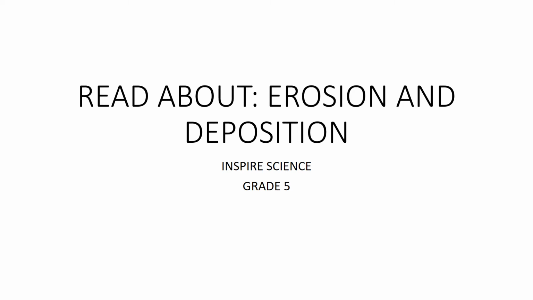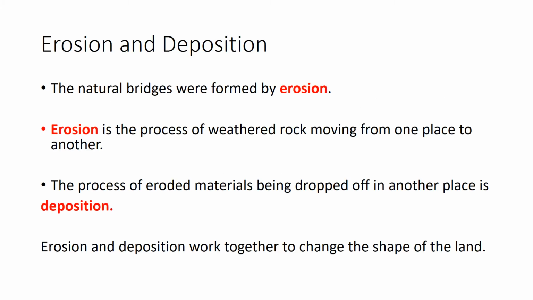Today we are going to talk about erosion and deposition. The natural bridges we saw in the last lesson were formed by erosion. Erosion is the process of weathered rock moving from one place to another. The process of eroded materials being dropped off in another place is deposition. Erosion and deposition work together to change the shape of the land.